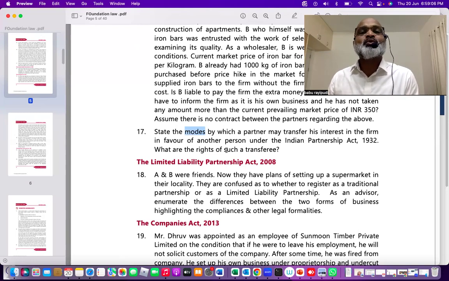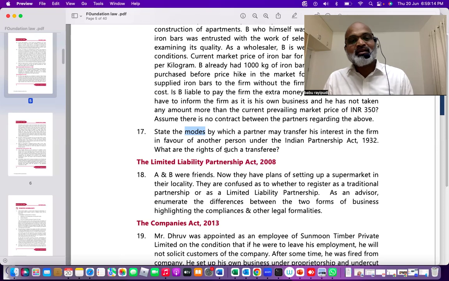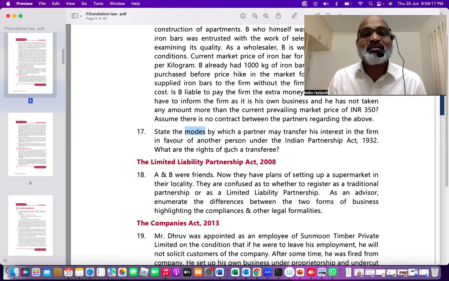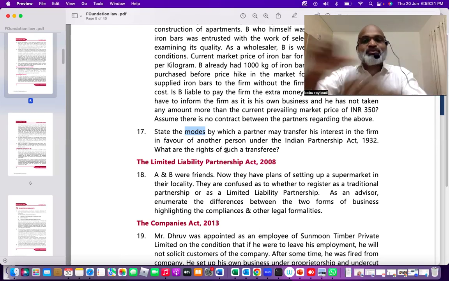Boss, tell me what are the modes a partner can transfer his interest to an outsider. The outsider will be called a sub-partner or a transferee. And later on, second question, what is he asking? Tell me what are the rights of such a transferee. So like this, you have to come to a conclusion: what are the key terms in the question?